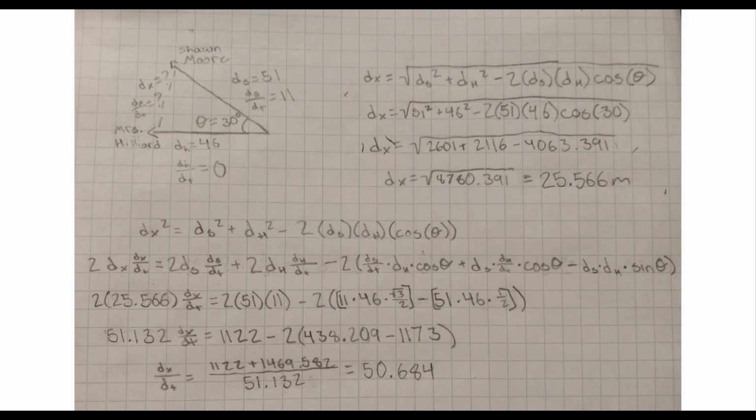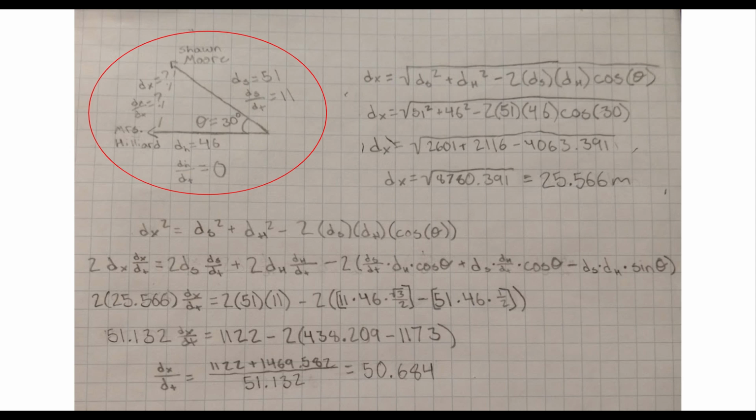Okay, so solving this problem requires, of course, a diagram to visualize it. So here in the top left, we have that diagram. With Mrs. Hilliard, she traveled 46 meters and then she stopped, so her rate of change is 0. With Mr. Moore, he's traveling 30 degrees north of her because of his 2 sips of McDonald's Coke. So, of course, he traveled 51 meters, and at the time of this, he's traveling 11, which is his rate of change. And so that distance there is what we need to find.